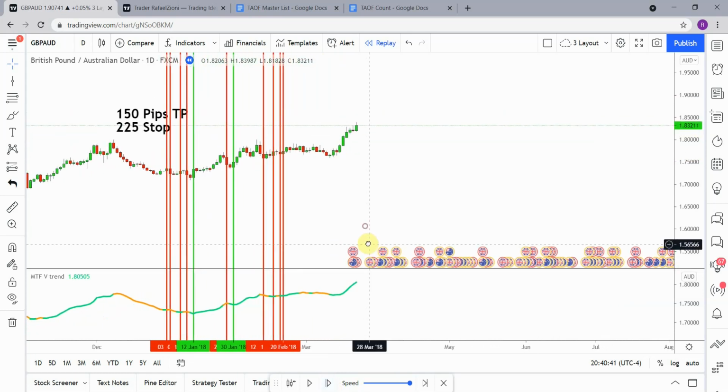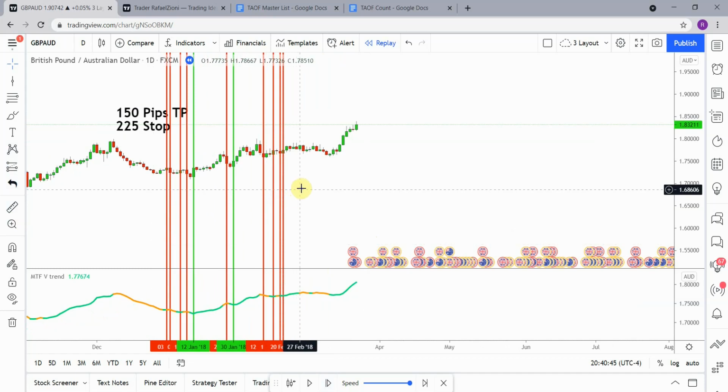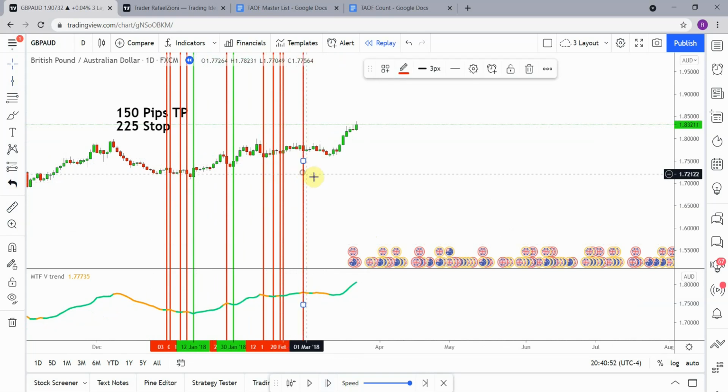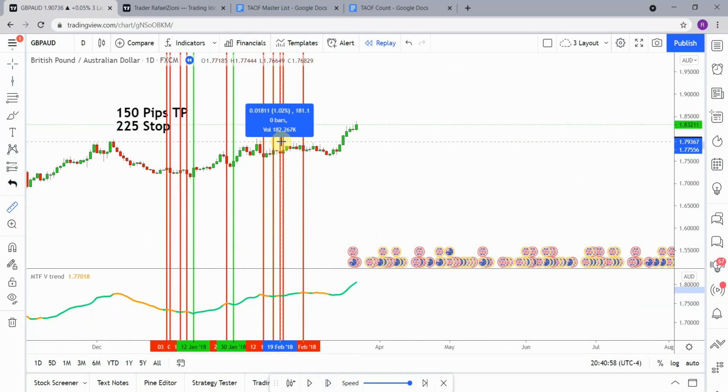Looks like it just rides sideways for quite some time. Would have probably got us to take profits. But over here it flipped to the short side. Let's just double check here.